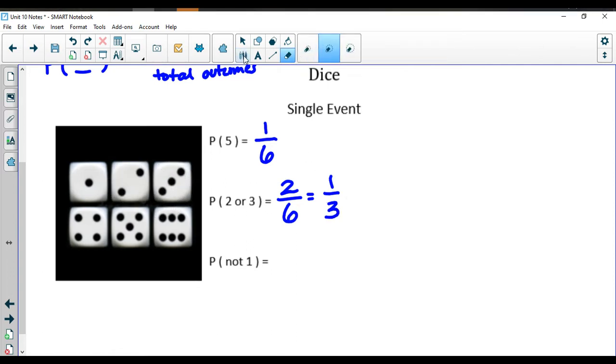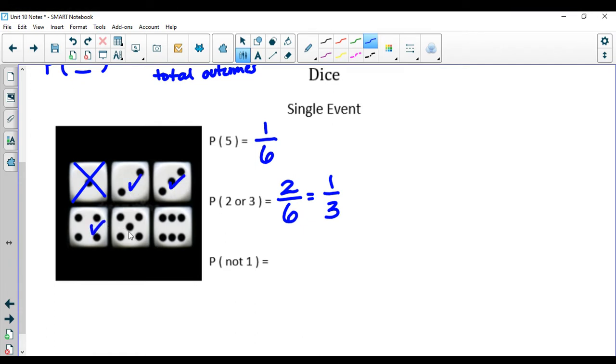In the last example, I want the probability of not getting a 1. So I do not want the 1, but I'm happy with the 2, the 3, the 4, the 5, or the 6. So there's 5 outcomes that I would be happy with, or favorable outcomes, compared to the 6 total possible outcomes. So the probability of not getting a 1 is 5 out of 6.